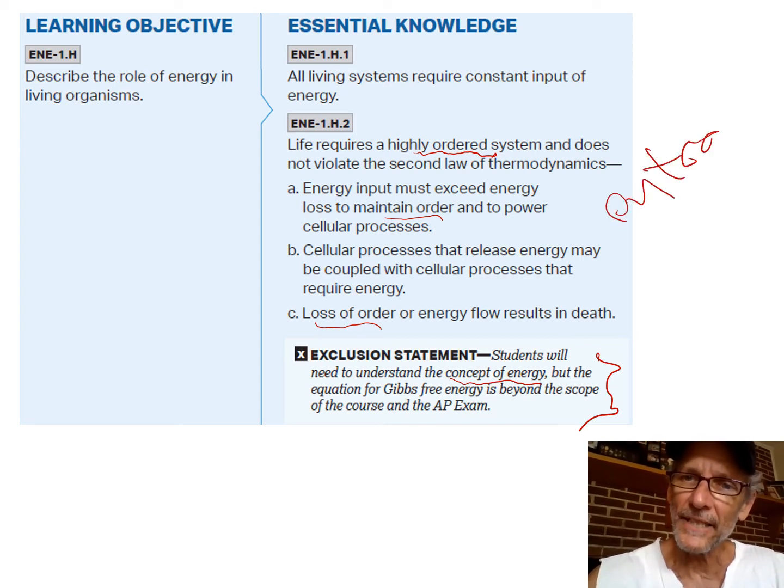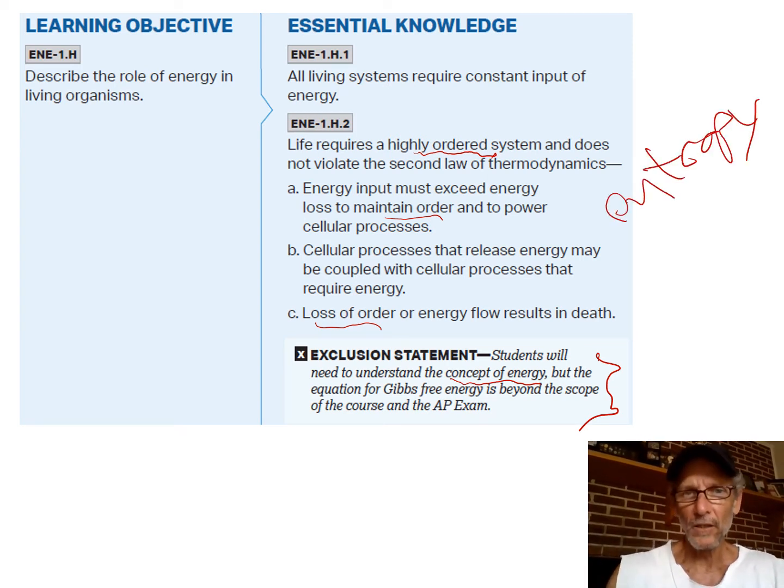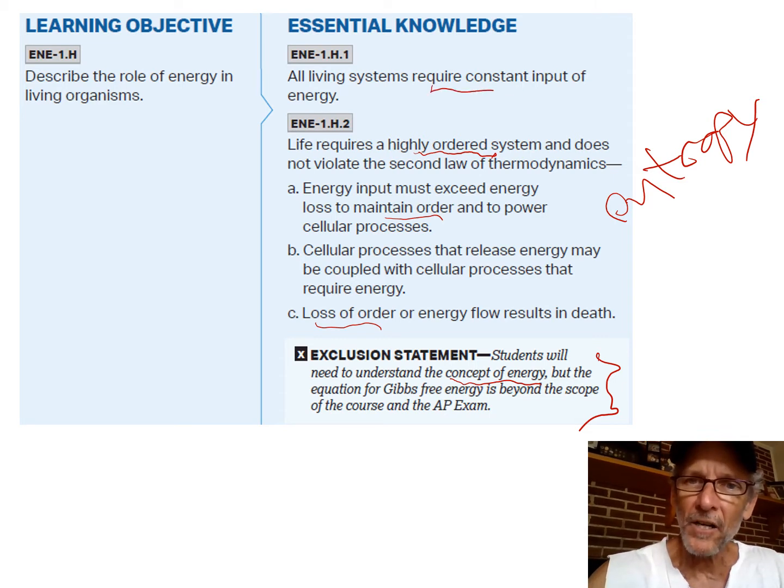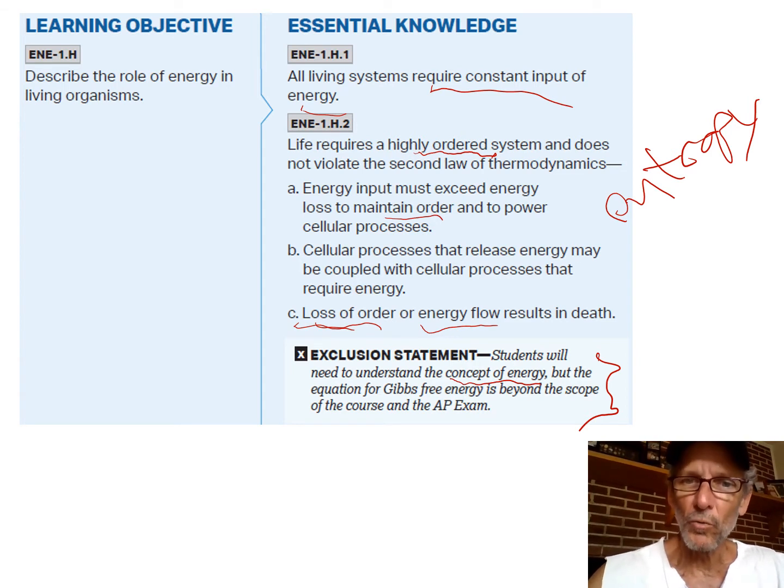Entropy is actually disorder. So they don't say the word entropy in here, but they talk about the concept. What happens as time goes by and chemical reactions happen and life goes on is that you have to have a constant input of energy to maintain order, because a loss of order, which would be due to an interruption in energy flow, results in death. Okay, so that's kind of in general.